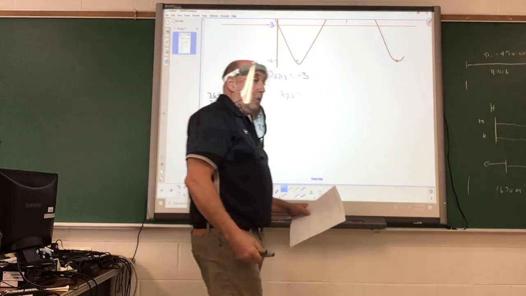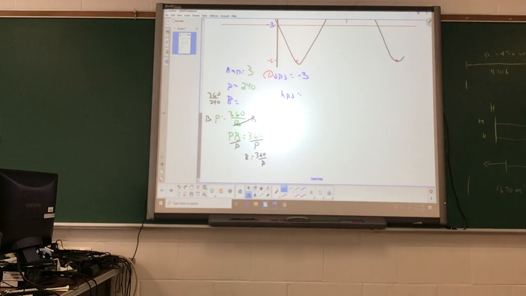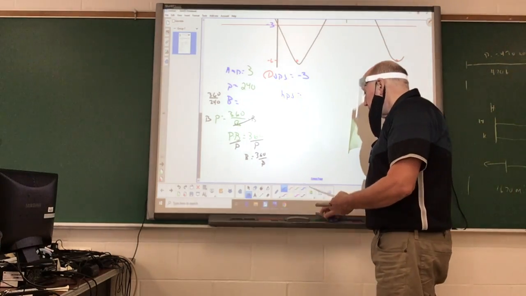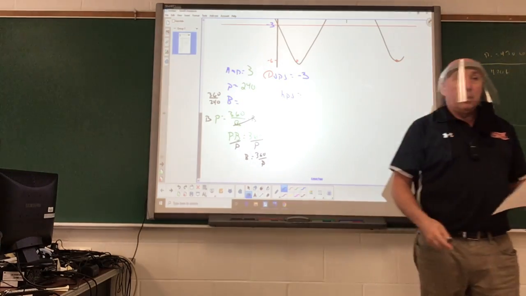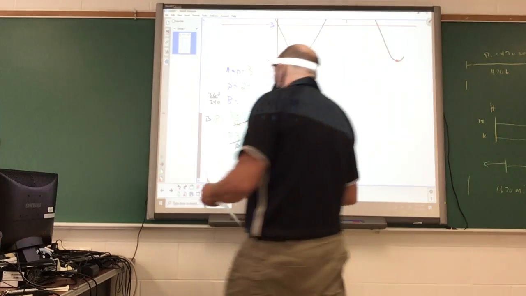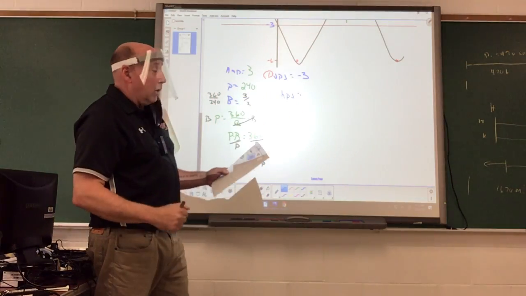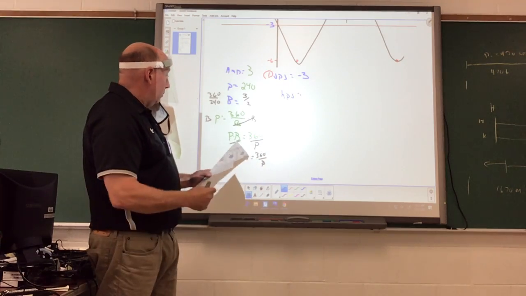That's a fraction we can reduce. We can cancel our zeros out, and then reduce 36 over 24. And what do we get for the B value? Courtney, what do you get for the B value? 3/2. So we get 3/2 for the B value.